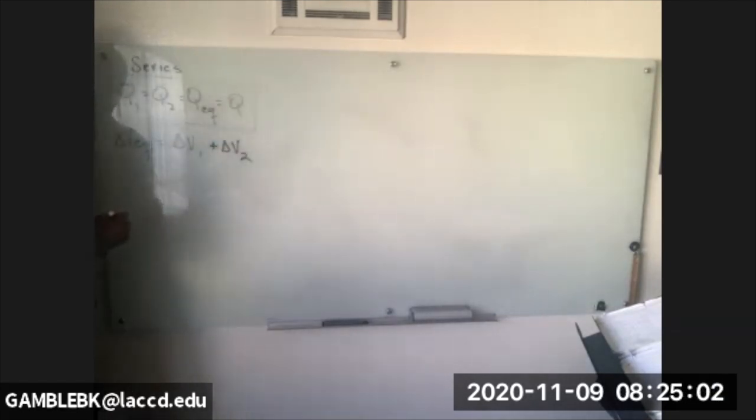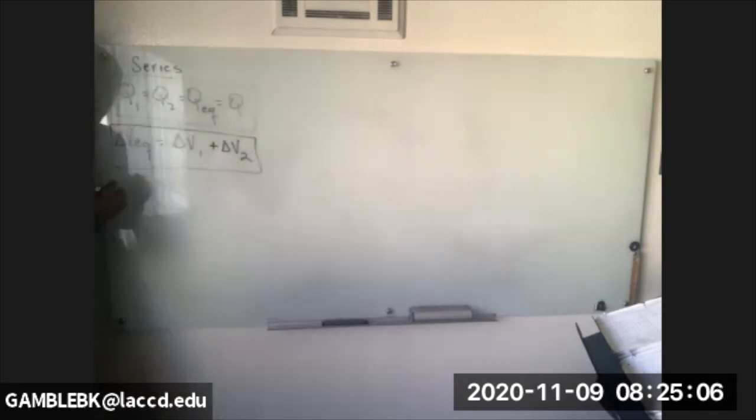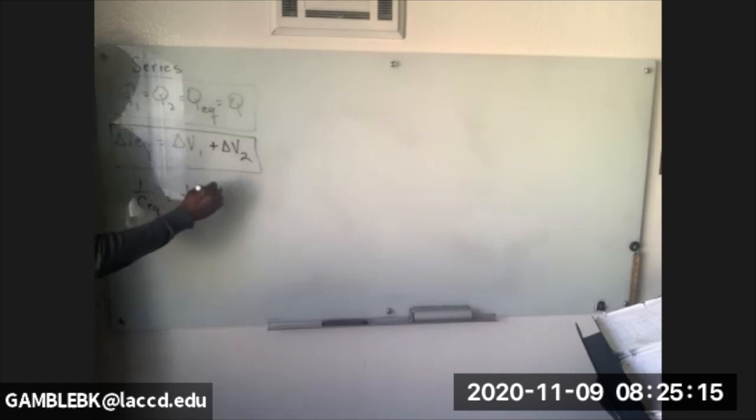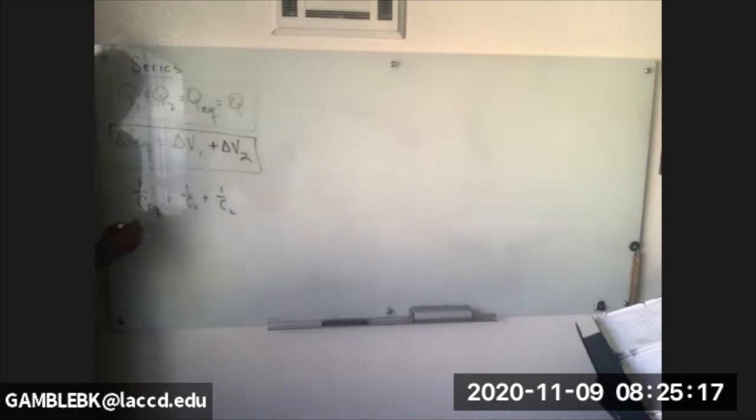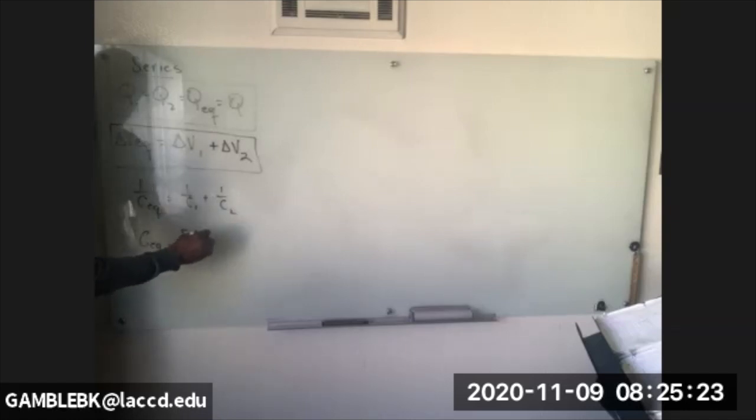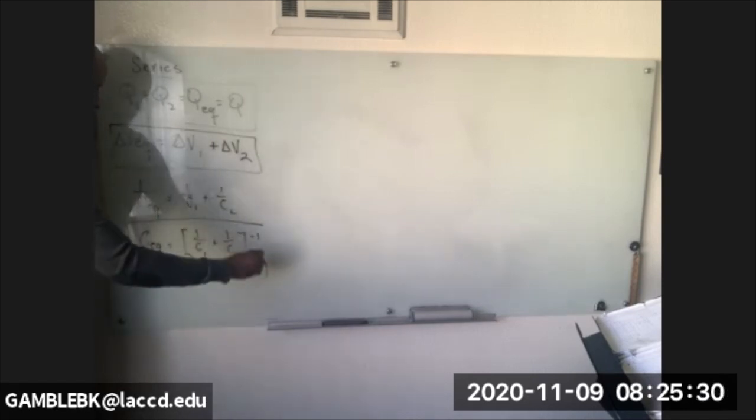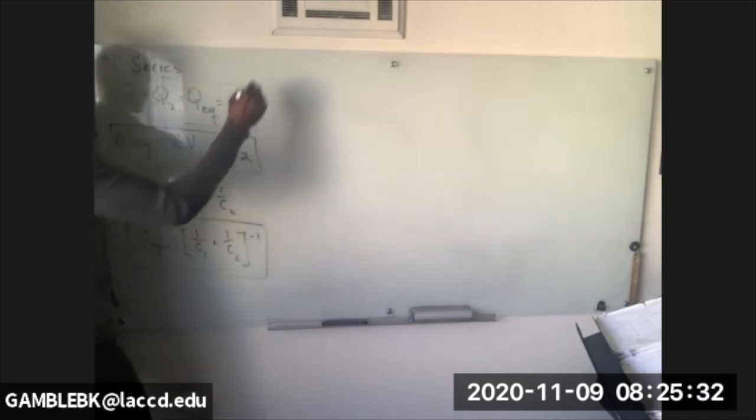Plus delta V2. And the capacitance adds reciprocally. So it's like 1 over C equivalent equals 1 over C1 plus 1 over C2. But I like to write it like this, that C equivalent equals the reciprocal of the reciprocal sums. So those are the properties for series.